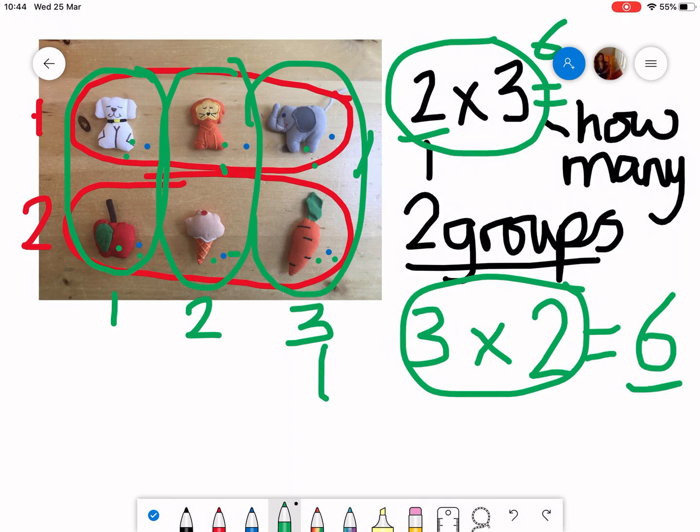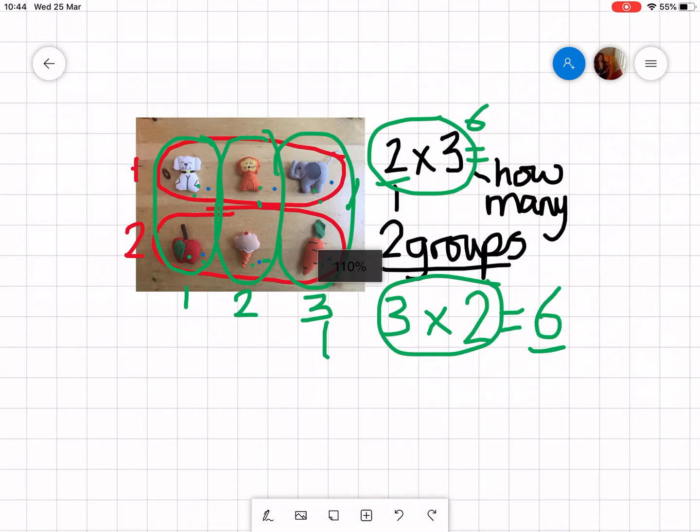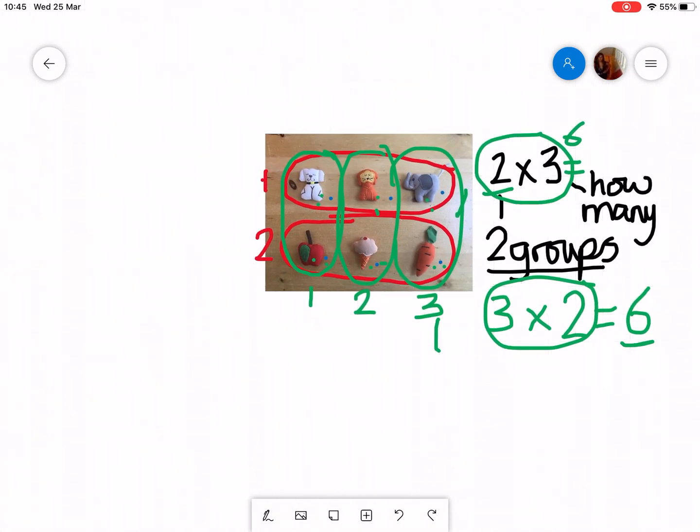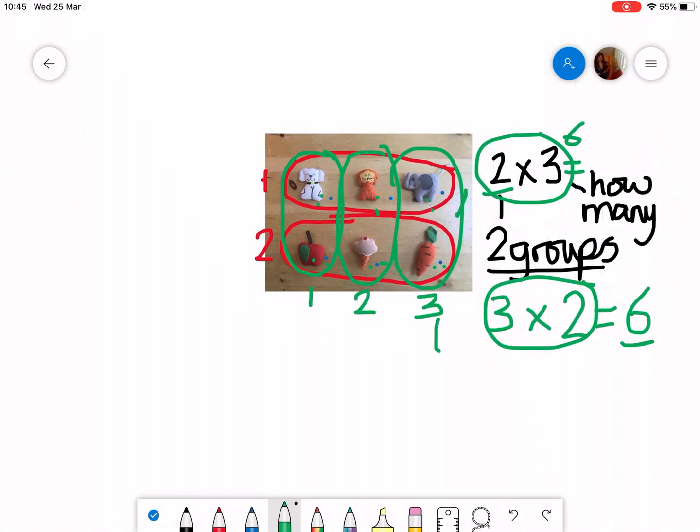Now we need to have a quick think about if there are any other sentences that we can build. So remember, we've been talking about division recently.